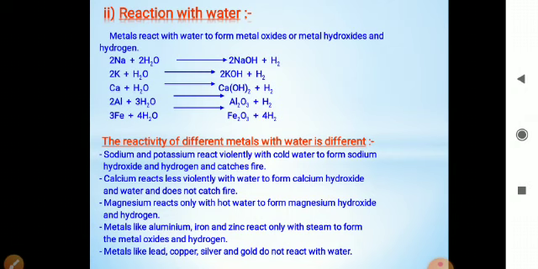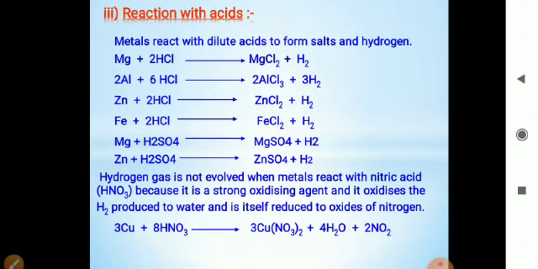Here again, the reactivity of different metals with water also differs. For example, as we know, sodium and potassium are very vigorously reactive metals, so they react even with cold water. Magnesium will react with hot water, whereas aluminium, zinc and iron all react with steam. That means they react at a very high temperature, when water is converted into steam. Again, metals like copper, silver and gold do not react with water in any condition, even at a very high temperature.